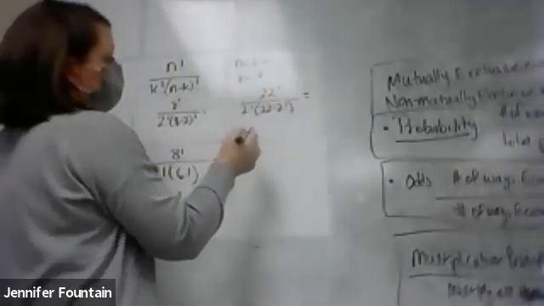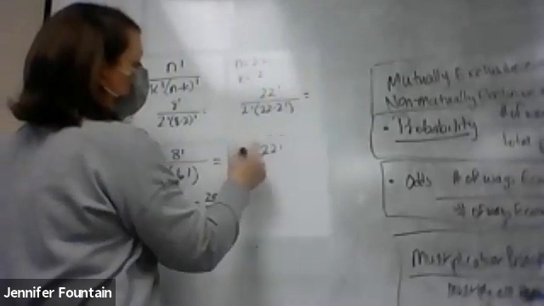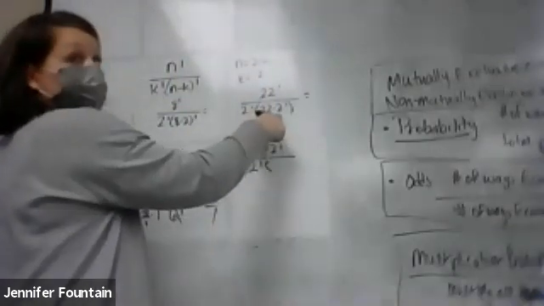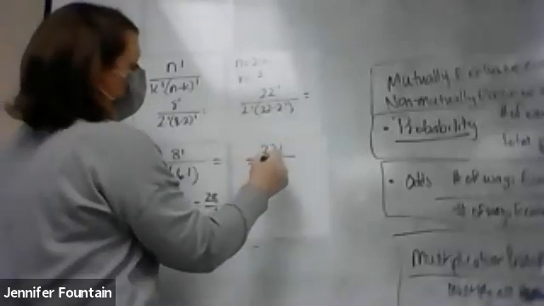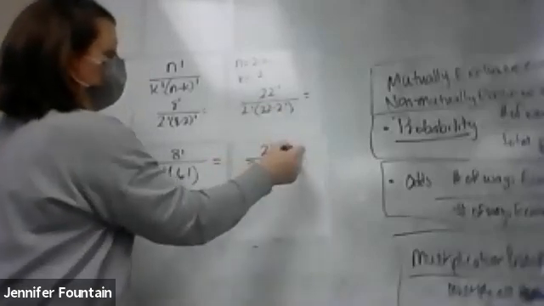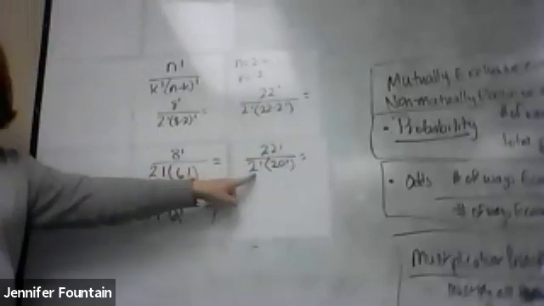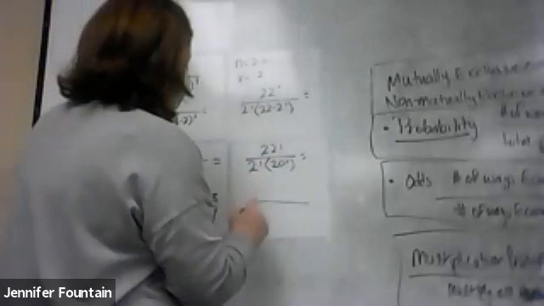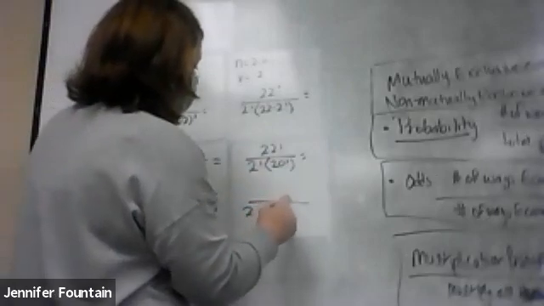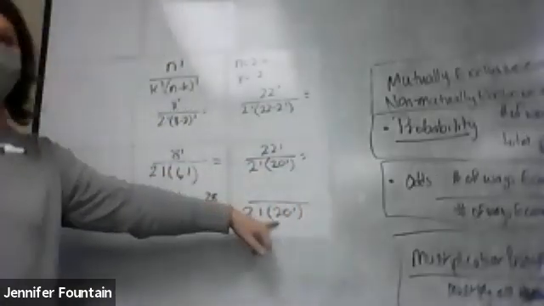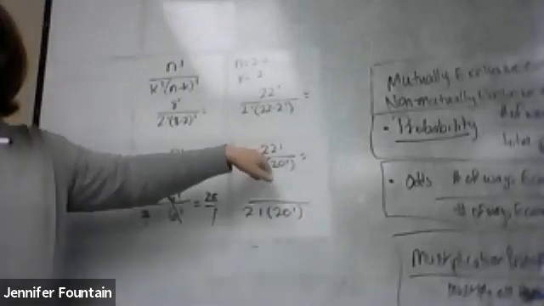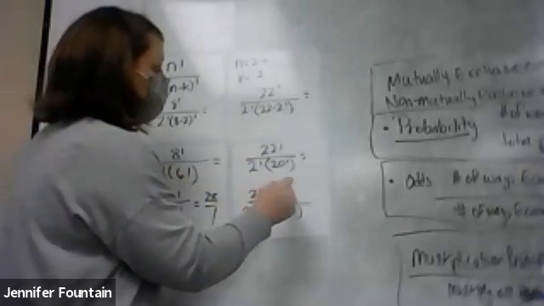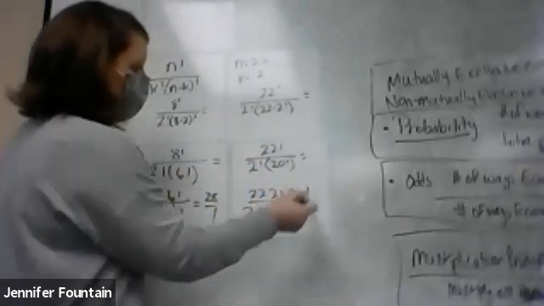So I'm going to list this out. I've got 22 factorial over 2 factorial times, what's 22 minus 2? 20. 20 factorial. I'm going to list out 2 factorial. So I have 2 times 1 times 20 factorial. Remember how my denominator tells me where I can stop in my numerator. So I'm going to have 22 times 21 times 20 factorial.